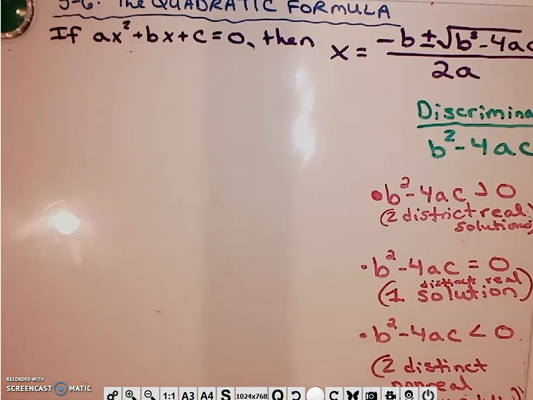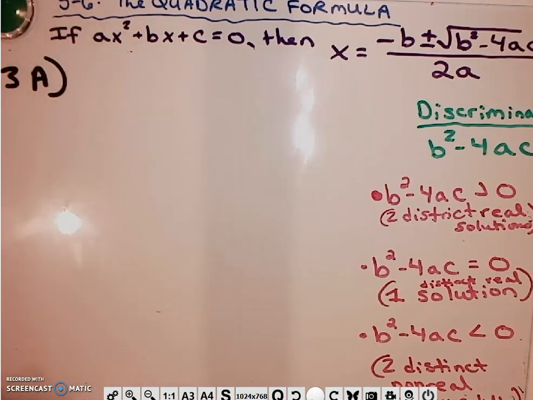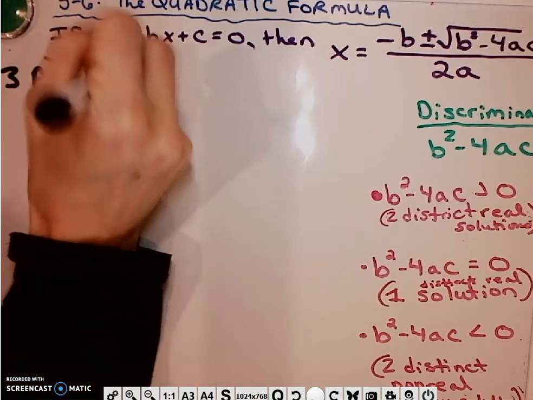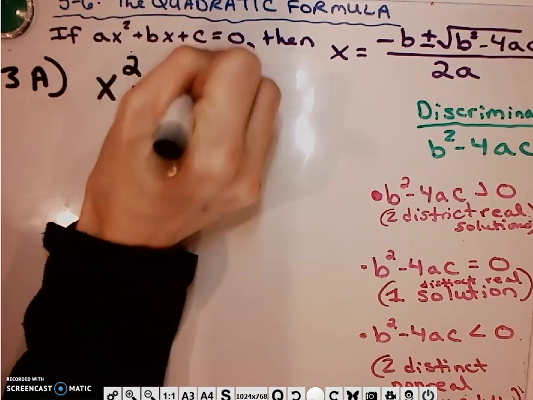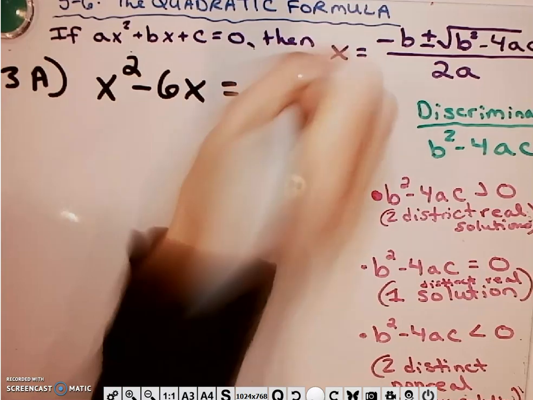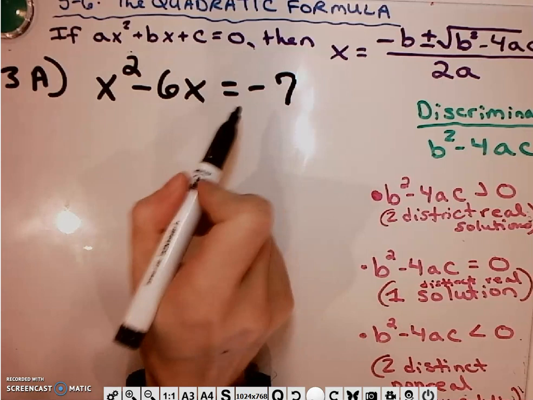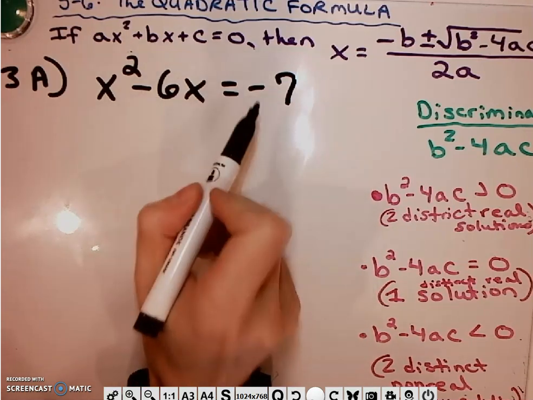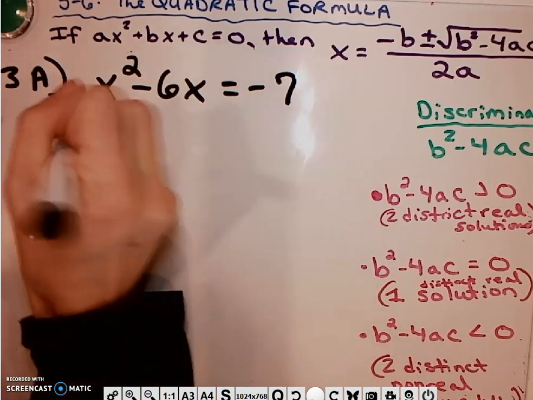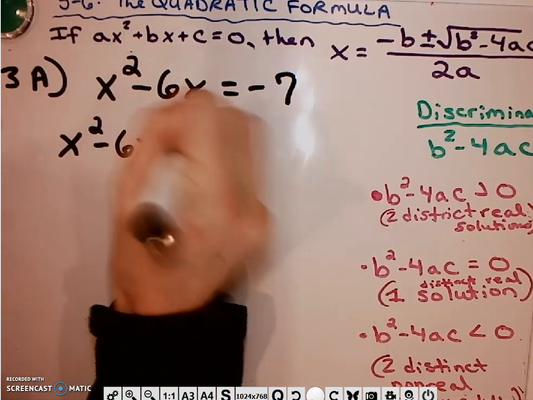Alright, so example 3. Example 3 in your book says, find the type and number of solutions for each equation. Okay, so for example 3a, I have x squared minus 6x equals negative 7. So the first thing I need to do is put this into standard form. So I need to zero out this function, it's called. Okay, so I'm going to take negative 7 and bring it to the other side. And I'm going to make this x squared minus 6x plus 7.